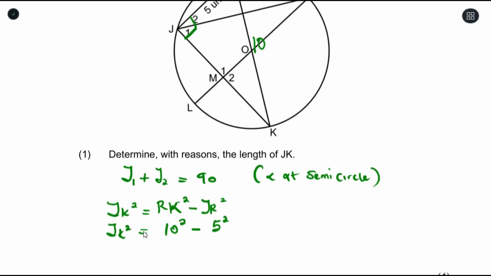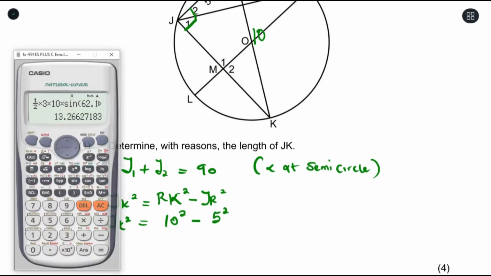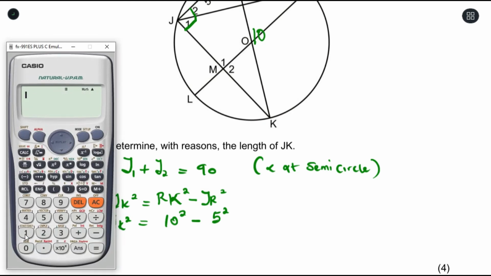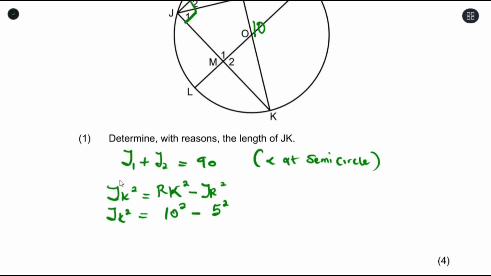So let's just put all that in the calculator real quick. It will be 10 squared minus 5 squared. So that's 75. So it's just the square root of 75. So we could say that JK is equals to the square root of 75. Yeah, and that will be your answer.